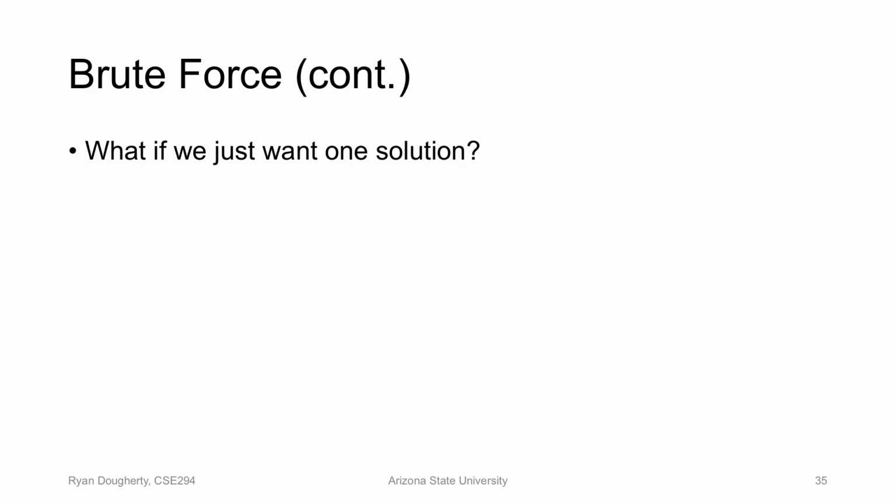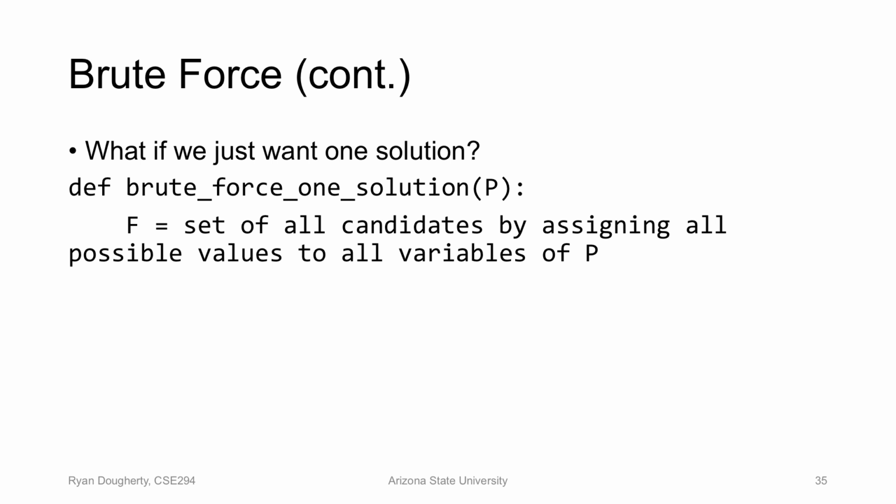Maybe if you wanted to print every single prime number, that's an infinite size list, right? Because you need to check every single integer. But maybe I just want one prime number, which will be much more efficient. So how do we do that? Well, I want to define a procedure, brute force one solution for this problem P. So we do the same thing again.